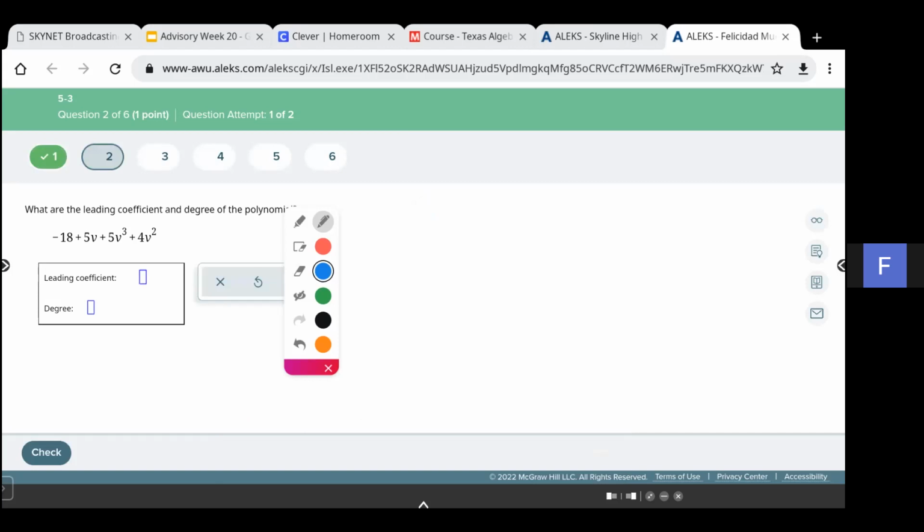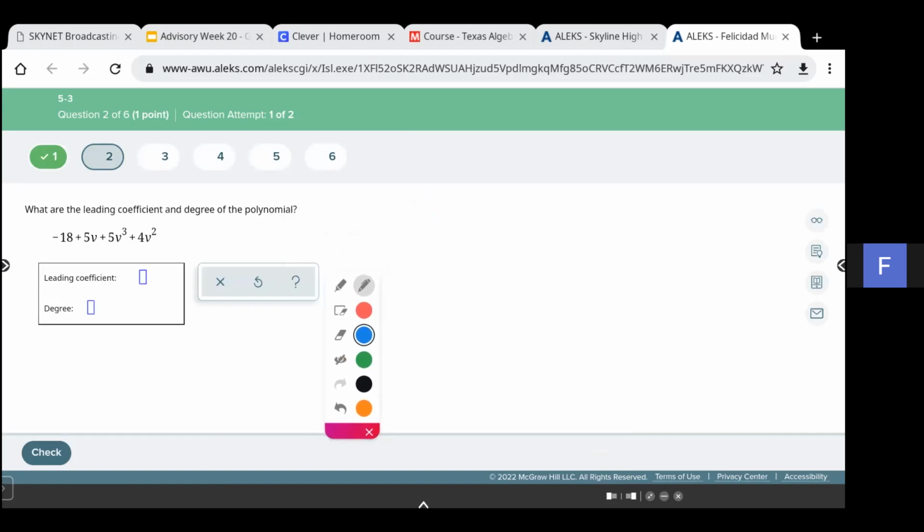All right, so next we're going to take a look at leading coefficient and degree. Leading coefficient comes from the vocabulary review we did at the start of class. And a leading coefficient is what leads the equation when we write it in standard form. So if I were to write this equation in standard form, I would base it on the exponents. So my v cubed term would go first, then v squared, then v, and then my constant. So this is really saying I have 5v cubed plus 4v squared plus 5v minus 18.